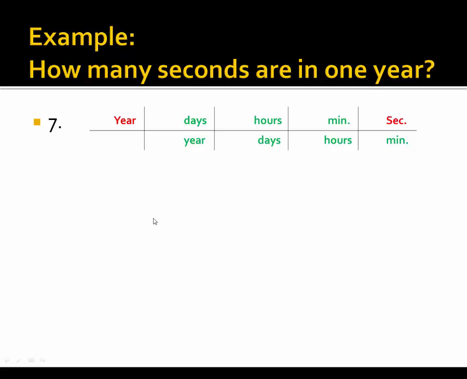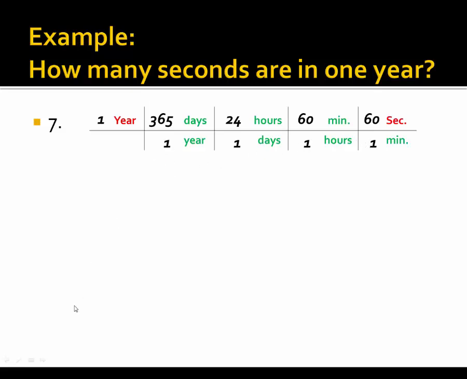Okay, so once we have everything filled in, now we're going to fill in our numbers that we got from our unit conversion from step 2. So we're given that it's 1 year, so that's what I'm going to put there. For every 1 year, 365 days. For every day, there's 24 hours. For every 1 hour, there's 60 minutes. And for every 1 minute, there is 60 seconds.